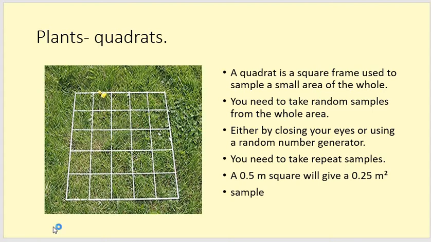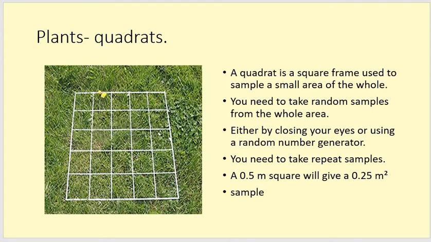So a quadrat is a square frame that is used to sample a small part of the whole, and you need to take random samples from the whole area. Now here we've got a big quadrat. You can count the whole thing, or you can just decide to count one of the smaller parts within it. Now you do not throw a quadrat. That is a very, very common mistake in exams.